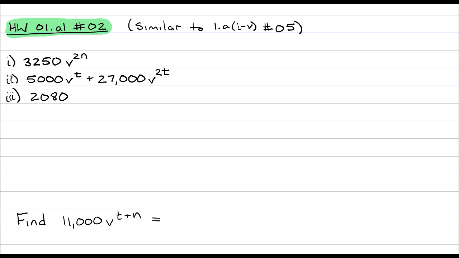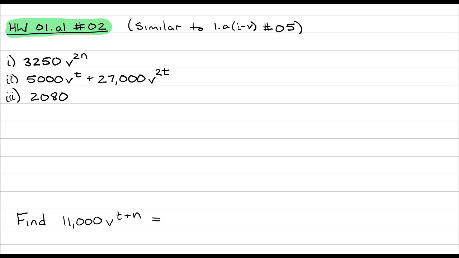So we can represent that algebraically like this, 3250 v to the 2n, using the present value factor. Then number 2 tells us that the second payment option is the sum of the present values of 5,000 at the end of year t and 27,000 at the end of year 2t. So again, using the present value factor, we can represent this present value this way. And then finally, our third payment option is 2,080 immediately.